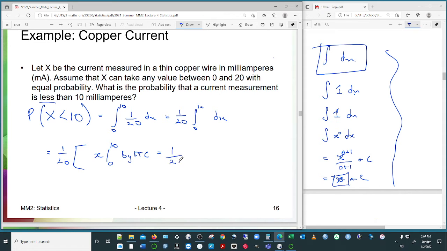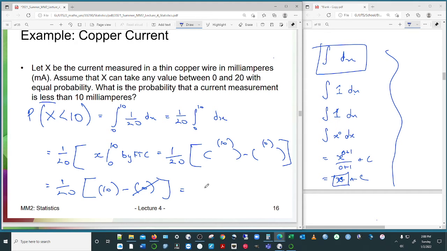And so that requires our scaffolding. So we're going to bomb x everywhere there with a 10 and bomb x everywhere there with a 0. And so it becomes 1 over 20. It's just x, so it's 10 minus 0. Clearly that's trivial. So we get 10 times 1/20th, which is 10 over 20, which is a half. So the probability is 0.5.